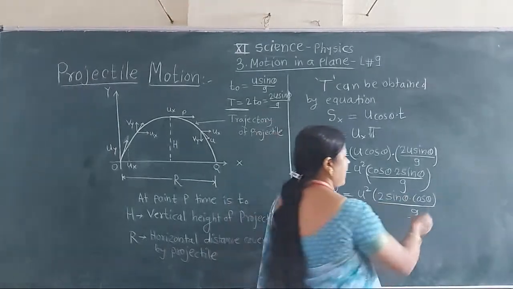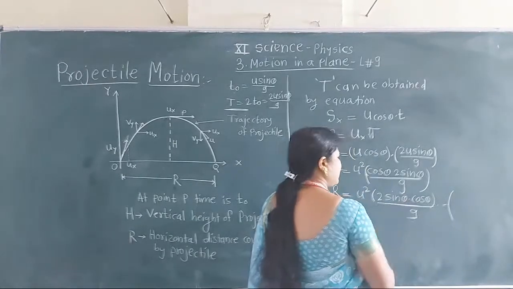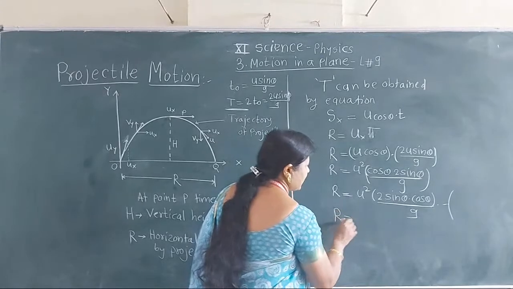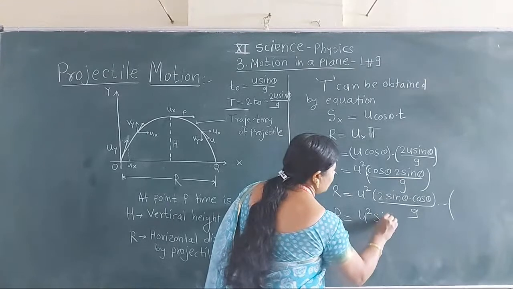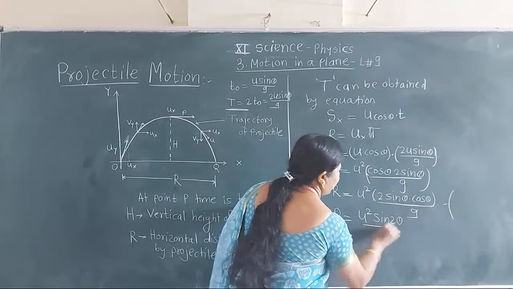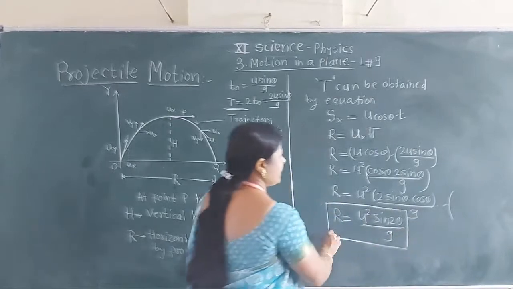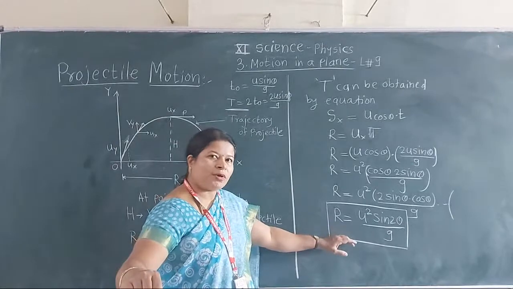And we know that twice sin theta into cos theta is sin 2 theta. Therefore we get the equation R is equal to u square sin 2 theta divided by g. This is the equation for the horizontal range of the projectile.